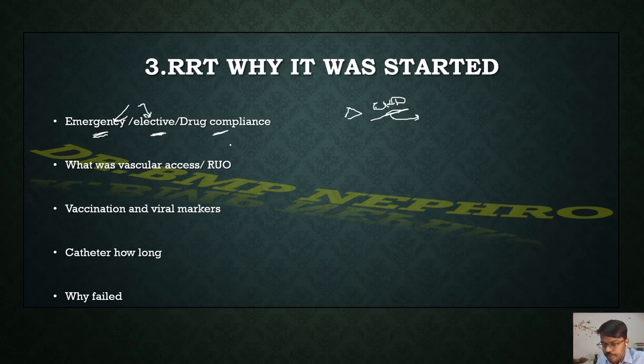If the compliance is poor in the pre-transplant period, there is a high chance of immunosuppression non-compliance in the subsequent period. So if there is a graft dysfunction, you can add it as an important point favoring rejection. And what was the vascular access, whether it was a fistula or a catheter?